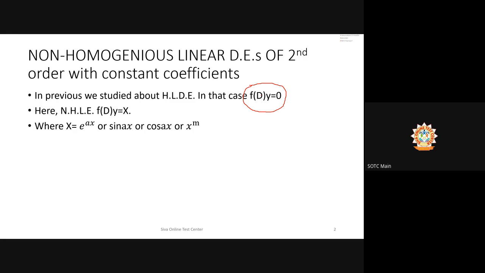So basically the homogeneous linear differential equation looks like f of D of y is equal to 0, but when it comes to the non-homogeneous linear differential equation, it will look like f of D of y is equal to capital X.